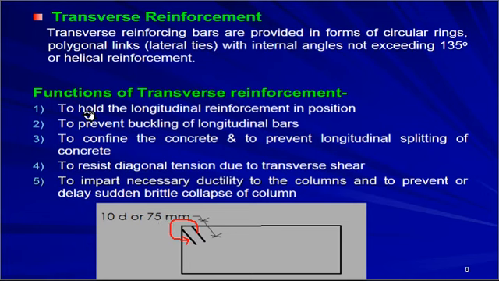What are the functions of transverse reinforcement? To hold the longitudinal reinforcement in position, to prevent buckling of longitudinal bars, to confine the concrete and prevent longitudinal splitting of concrete, to resist diagonal tension due to transverse shear, and the last one, to impart necessary ductility to the columns and to prevent or delay sudden brittle failure of the column.